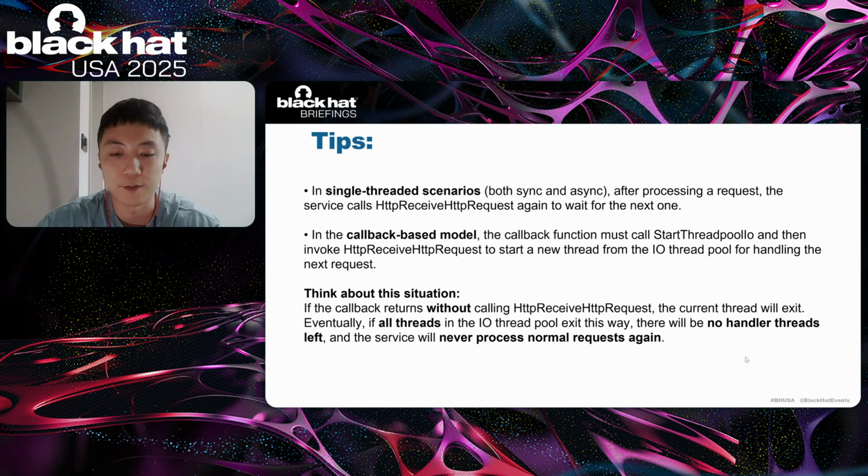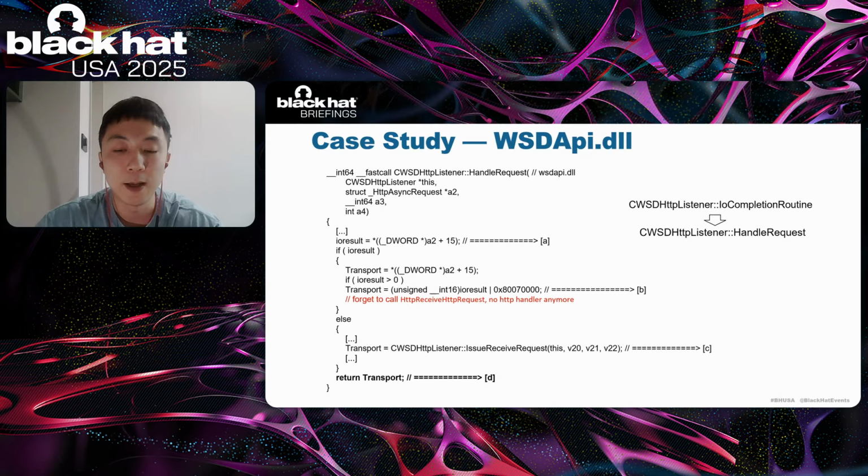Since the number of threads in the thread pool is fixed, if each thread, after finishing processing, doesn't call the StartThreadpoolIo function to create a new receive thread in the pool, but instead just returns, that thread will end. When there are no receive threads left in the thread pool, the HTTP service will stop handling normal client requests. Next, I will introduce a vulnerability in the function resource service.